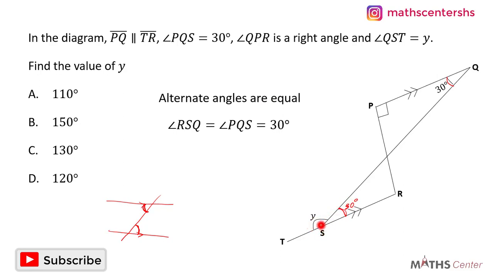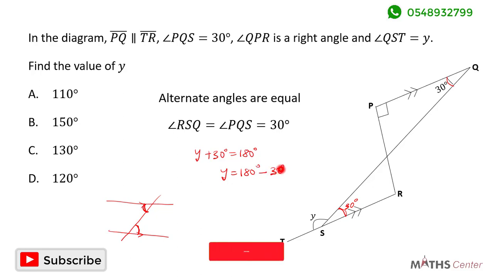As we can see from the diagram, Y and 30 degrees fall on the straight line TR, and angles on a straight line sum up to 180 degrees. So we can say that Y plus 30 degrees is equal to 180 degrees. And so Y will be equal to 180 degrees minus 30 degrees. 180 degrees minus 30 degrees will give us 150 degrees. So it means the value of Y is 150 degrees.